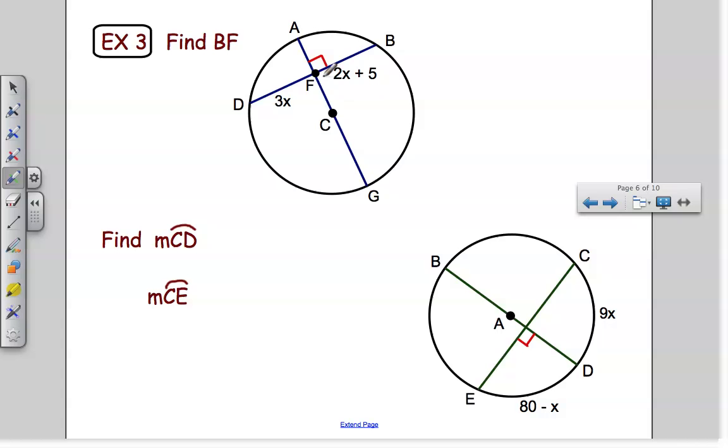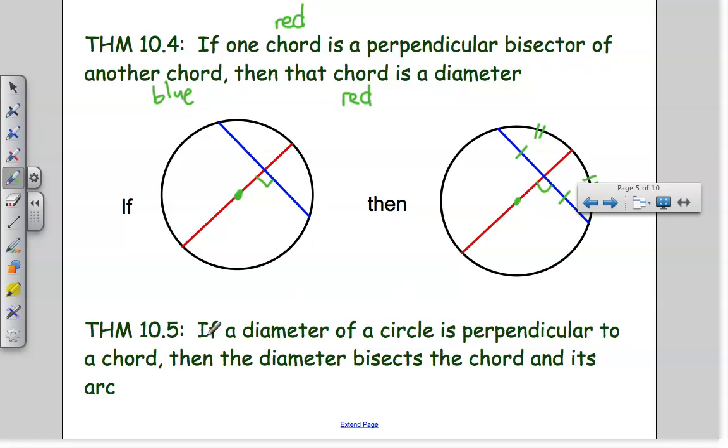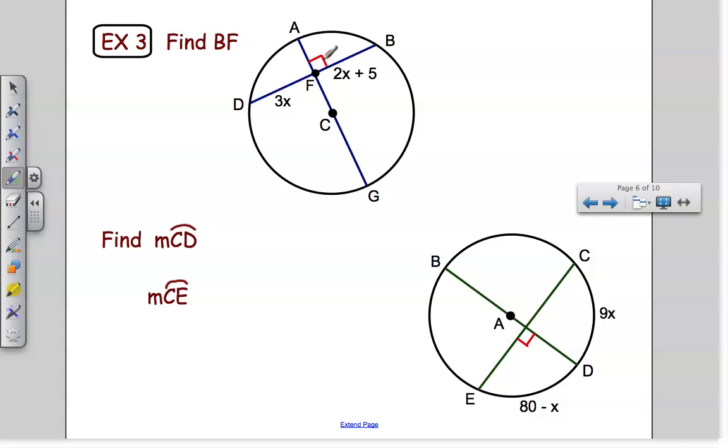All right, take a look at the picture here. I know that this segment AG is a diameter because it goes through the center C of the circle. This diameter is perpendicular to this chord. Now remember right back here, if a diameter is perpendicular to a chord, it bisects the chord and the arc. Therefore, it must bisect this chord DB since it is a diameter and it's perpendicular to it. So these two things are congruent. Now I know that 3x and 2x plus 5 are congruent or equal segments.